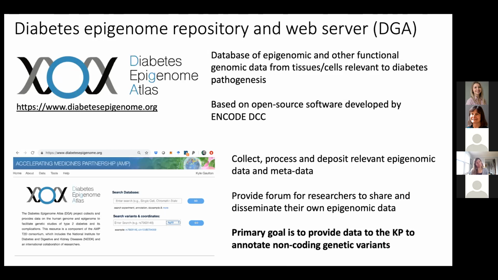Originally it was for the type 2 diabetes AMP-T2D effort, but we've expanded the focus now to more generally diabetes and its complications. There are multiple goals of this effort, but the primary goal is to collect, annotate, and record this information, provide it to researchers, but really to pass it on to the knowledge portal, including the type 1 diabetes knowledge portal, in order to effectively annotate non-coding variants.